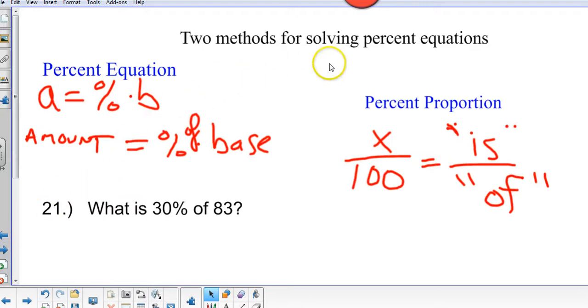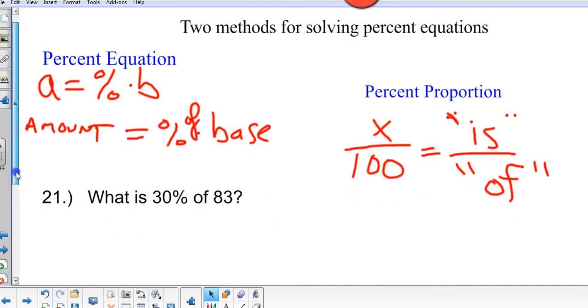So a couple different methods we have to solve percent equations. Again, you can use this equation basically for every problem in this chapter. The amount is equal to the percent of the base. Or the percent proportion. And percent proportion is just that the "is" over the "of" is equal to the percent out of 100. Right?